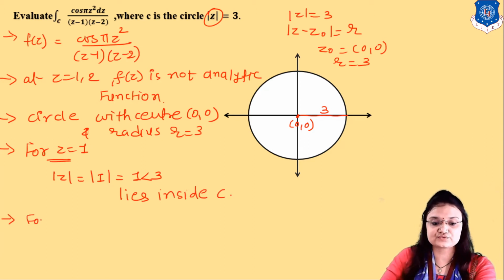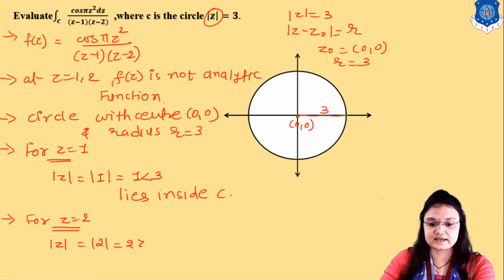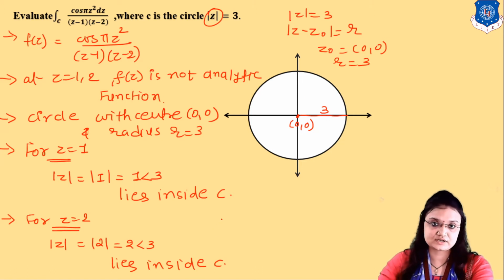Second point: put z equal to 2. So let's check. Modulus of z here is 2, which is again less than 3. So again we can say that this lies inside the circle C. So here we have two points, and both points lie inside the circle C.